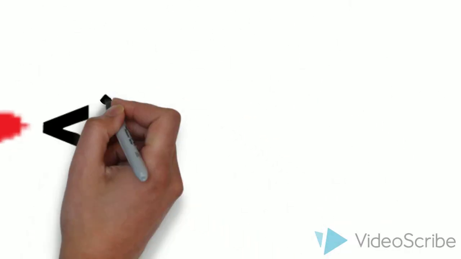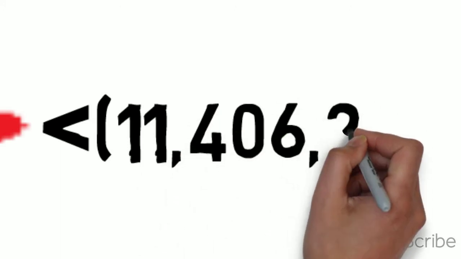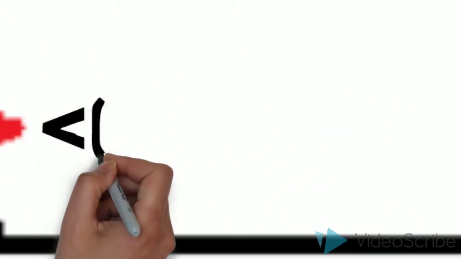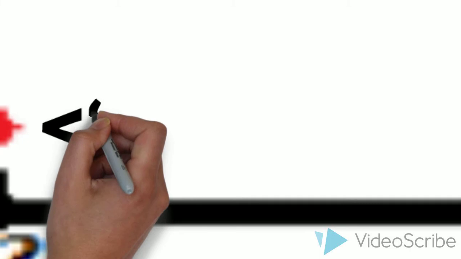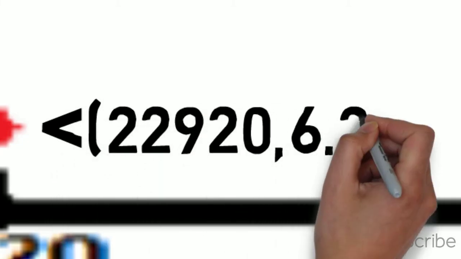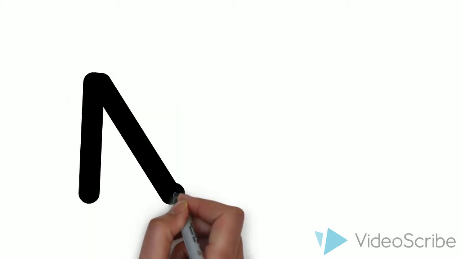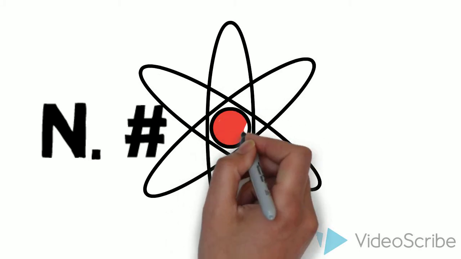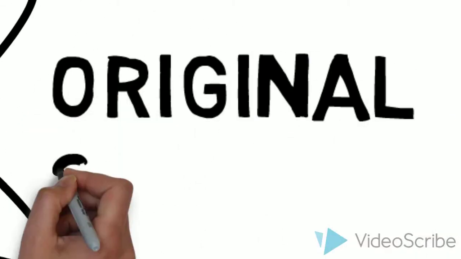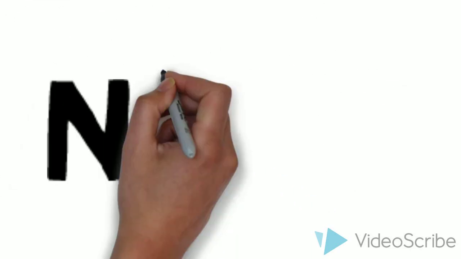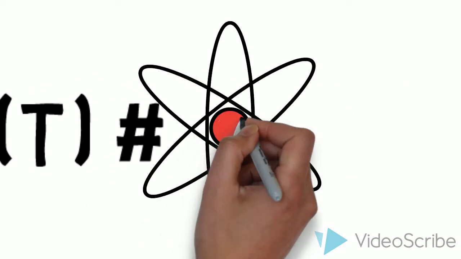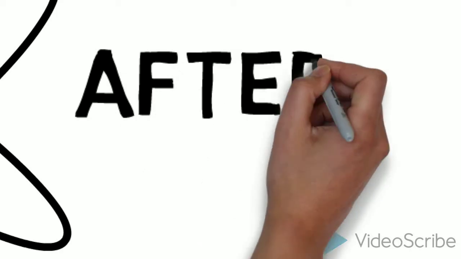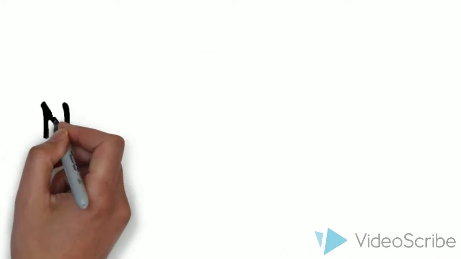So then again, at 11,406 years, only 25% left. Now divide that again at 17,090 years, 12.5% is left. So now at 22,920 years, only 6.25% is left in the system. So N naught is the number of atomic particles of carbon-14 in the original sample. So N_t is going to represent the number of carbon-14 atoms left after time t. Okay, obviously.